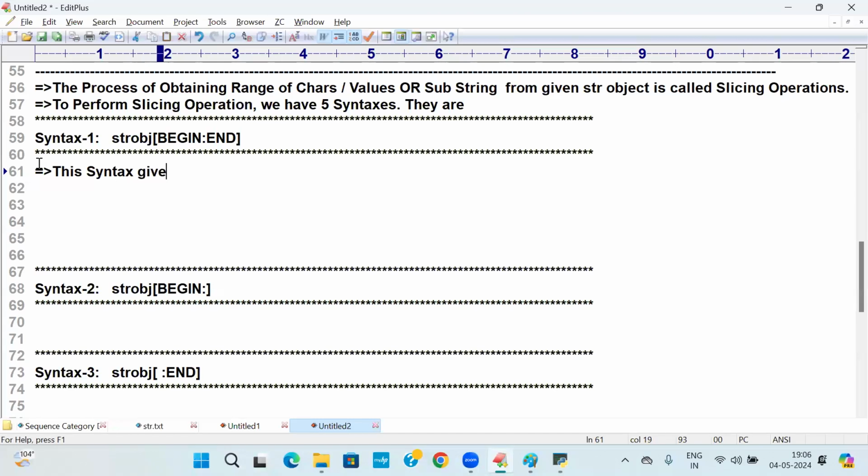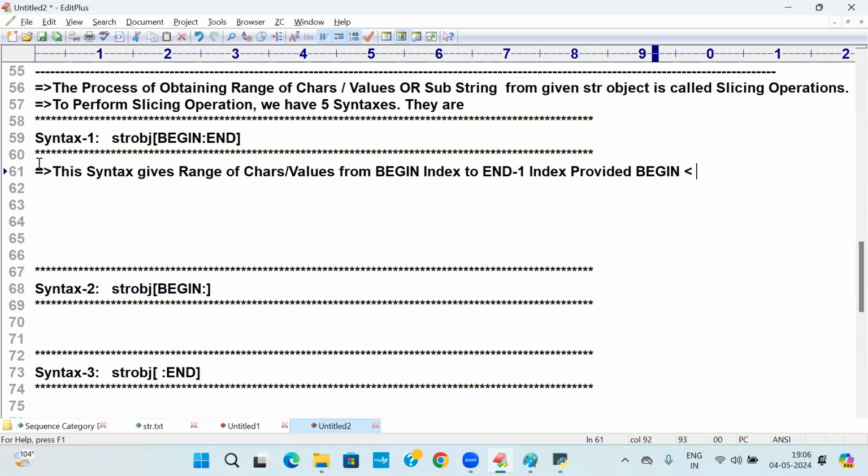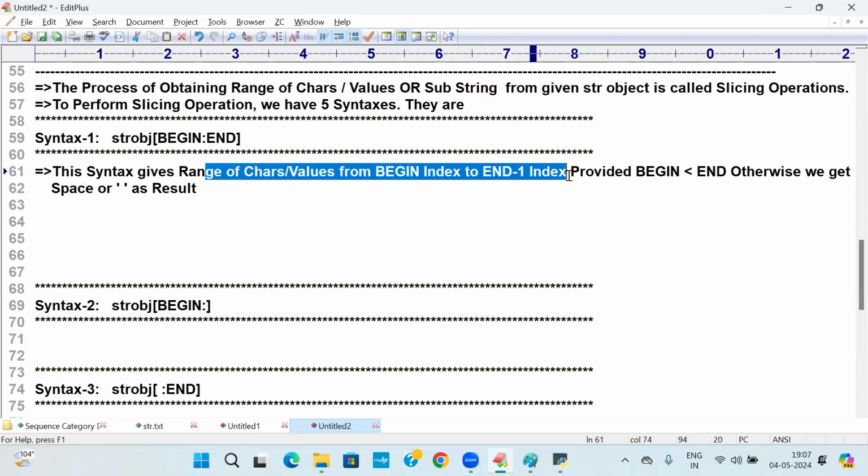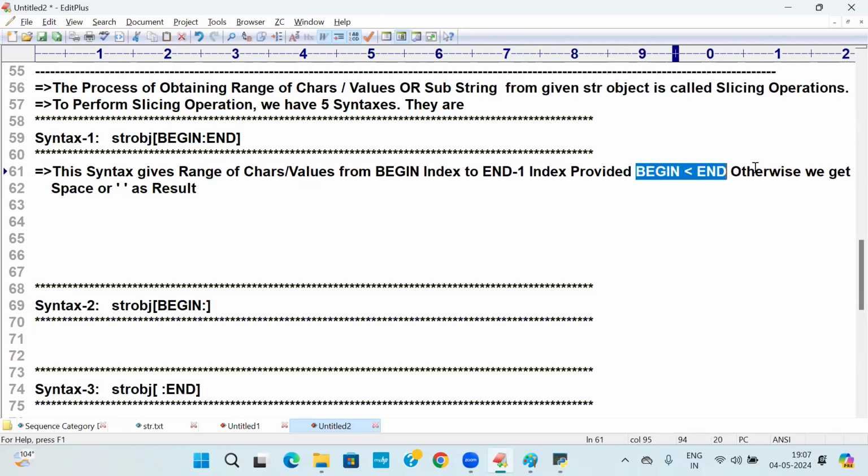This syntax gives range of chars. Range of chars are what? Values from begin index to end minus 1 index, provided begin must be less than end. Otherwise, we get space, or this quotes, single quotes. Very important. This syntax gives range of chars or values from begin index to end minus 1 index, provided begin is less than end. Otherwise, we get what? Space or single quotes.